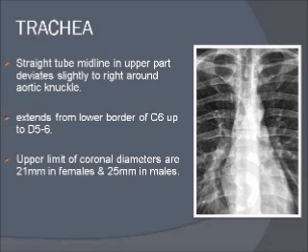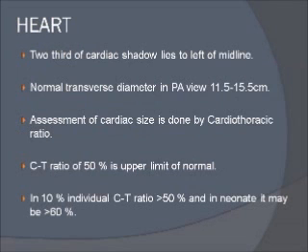There should not be any soft tissue shadow or any narrowing in the trachea, and coronal diameters in females are 21 millimeter and males are 25 millimeter, although every country and every population has variable body proportions. So after evaluating the trachea, we should evaluate the heart.